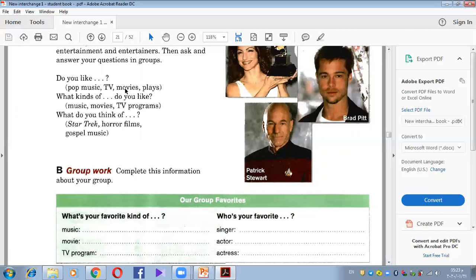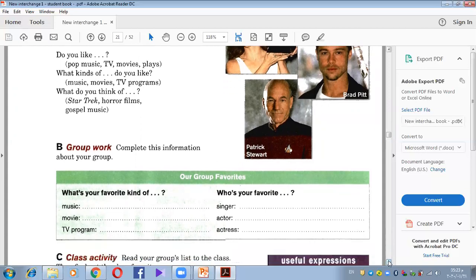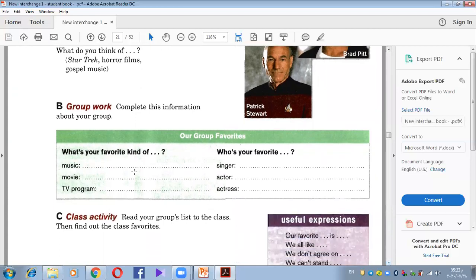Do you like TV shows? Do you like pop music? Do you like movies? What kinds of? What do you think of? And the name of the person, a name of a movie. Here he gives you: What's your favorite kind of music? What's your favorite kind of movie? What's your favorite kind of TV program? And who is your favorite singer? Who is your favorite actor? Who is your favorite actress? This is homework, guys. You are going to try to answer these questions.